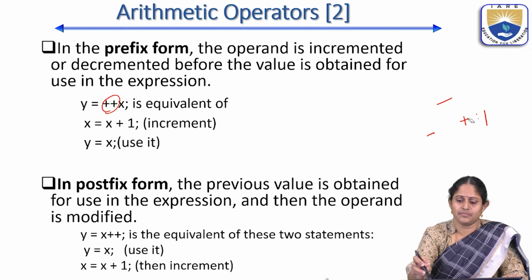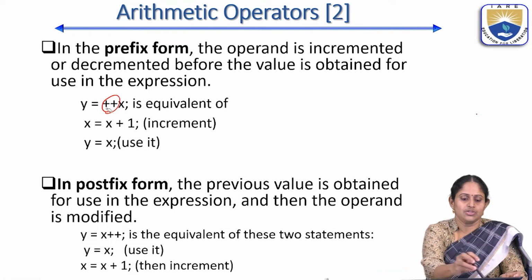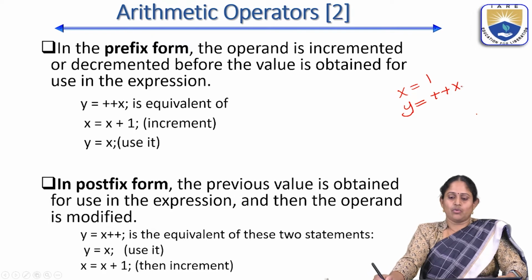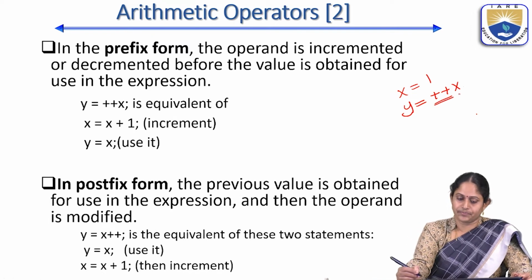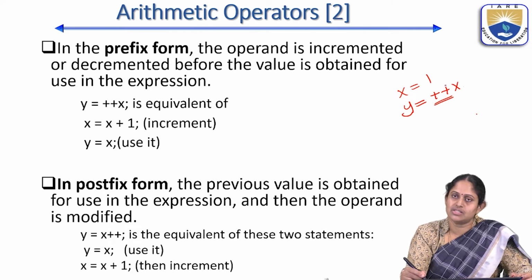So this is prefix and postfix. Now let's see how it works. Let's say we have x is equal to 1 and y is equal to plus plus x. How will it work? First it will do the increment operation, and then whatever value is available in x will be stored into y.